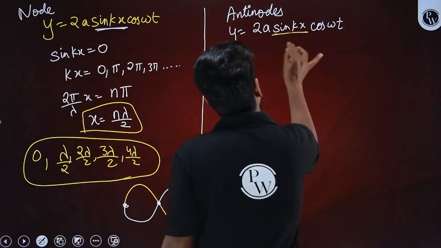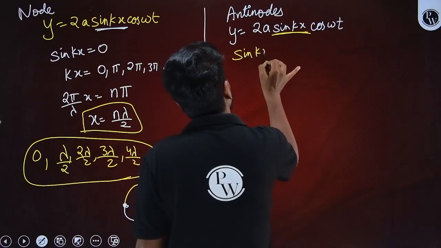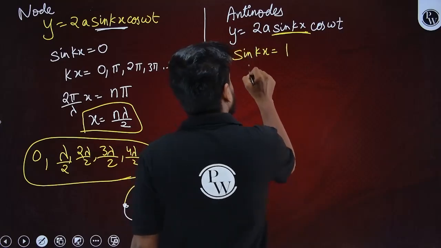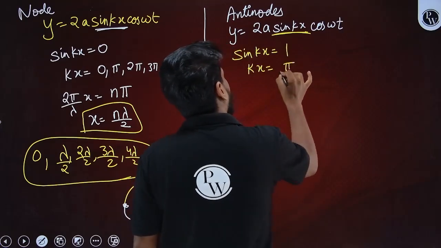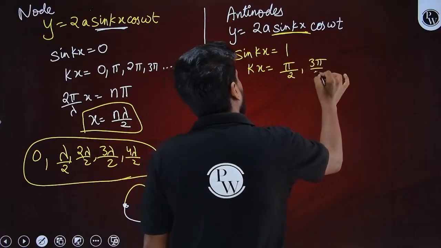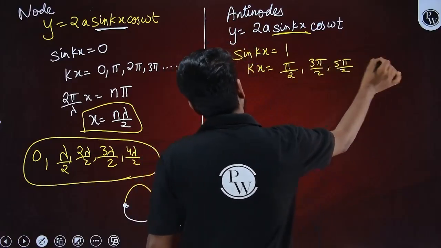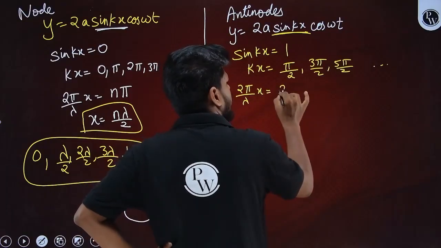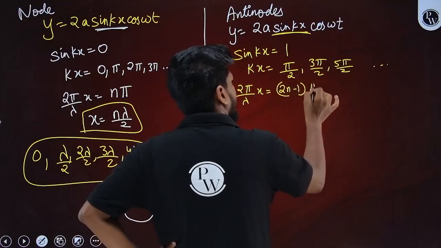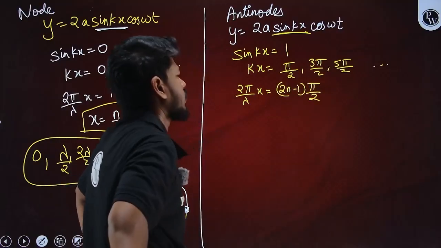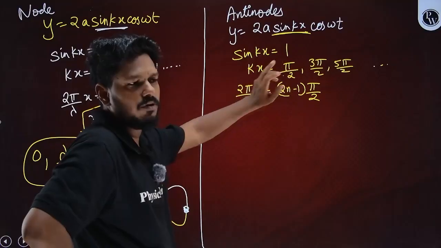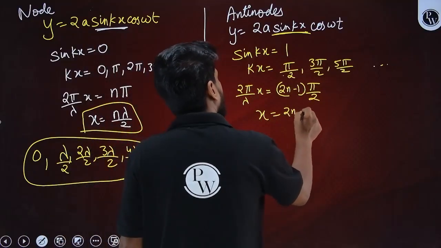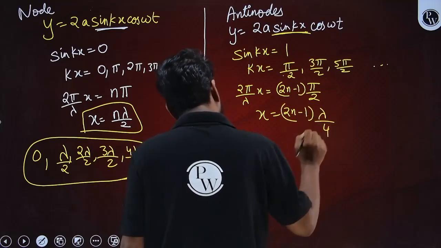It means that my sin(kx) value should be maximum. What is the maximum value possible for sine? Sir, 1. What are the places where we are going to get sine equal to 1? Whenever the angle is π by 2, 3π by 2, 5π by 2, etc. So k can be written as 2π by λ into x. What can be the general form? Sir, (2n minus 1)π by 2. Correct? If I put n equal to 1, I get my first antinode, then second, then third. So what is my value of x? x is equal to (2n minus 1)λ by 4.